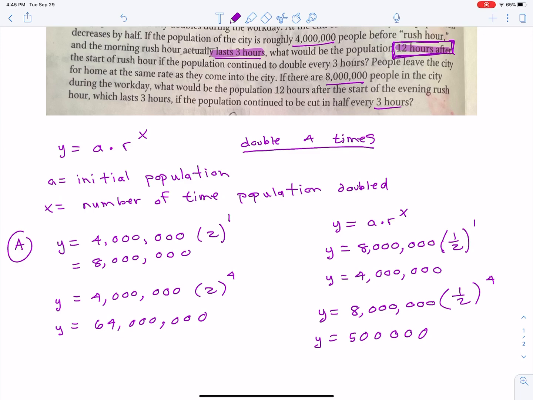So again, I want to emphasize, they are taking the situation and extrapolating from it. They're saying, what would happen if we continued this pattern? Going back to A, if we doubled it every 3 hours, and we did that 4 times, we would get 64 million people. In reverse, if we started with 8 million people and cut it in half every 3 hours, and we did that 4 times, we would get 500,000 people.